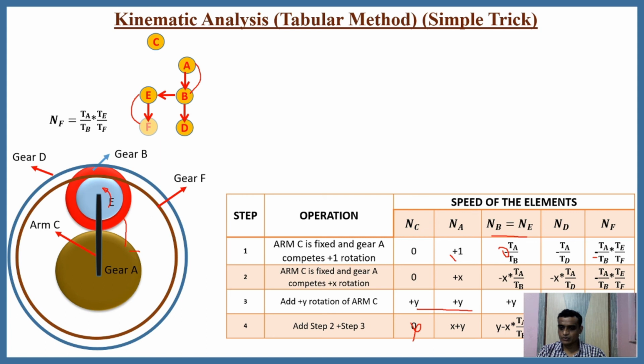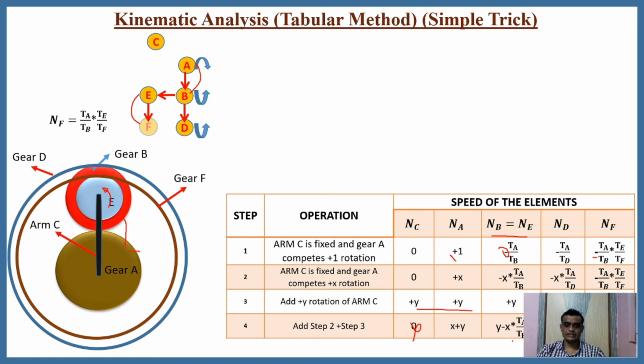Again ND is equal to y minus x TA upon TD, and NF is equal to y minus x, actually I just missed this, y minus x TA upon TB into TE upon TF. If you find the value of x and y, and if you find out the number of teeth, you can find out the speed of any gear using this tabular method.